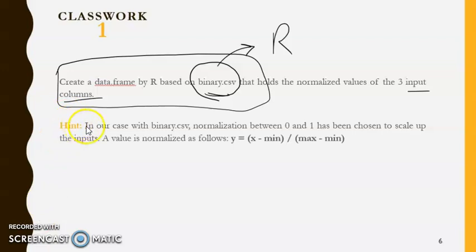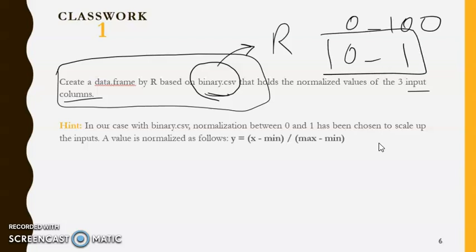In the hint part, it says, in our case, with binary.csv that I just showed you, normalization between 0 and 1 has been chosen. It is just the case because we want to make the scales the same. You can make the scales the same between 0 and 100, between 0 and 1. You can make it on any scale. Here, it has chosen 0 to 1. In our case, with binary normalization, scale up the input values. A value is normalized as follows with this formula.